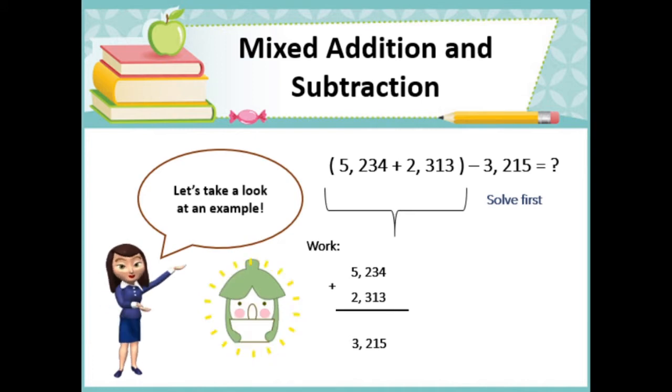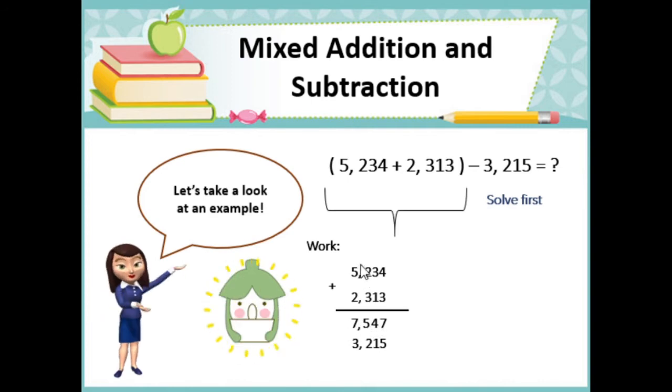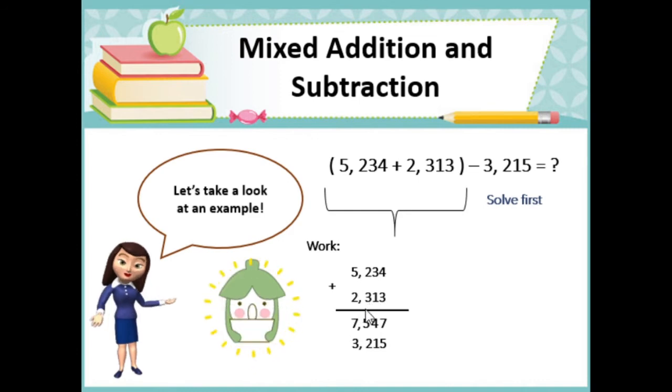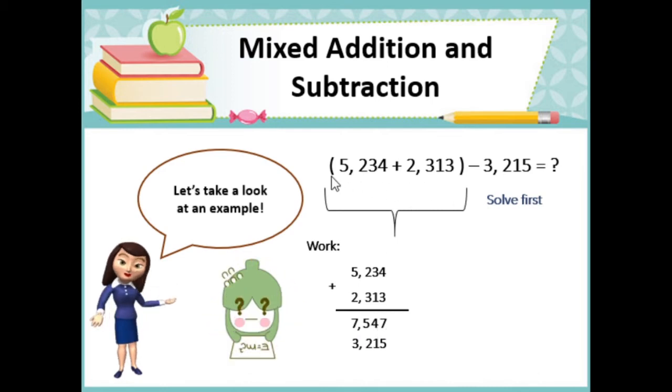Rule for adding: start to add from the rightmost place. That is, 4 plus 3 equals 7. 3 plus 1 equals 4. 2 plus 3 equals 5. 5 plus 2 equals 7. So, 5,234 plus 2,313 is equal to 7,547. We're finished with solving the numbers inside the bracket.